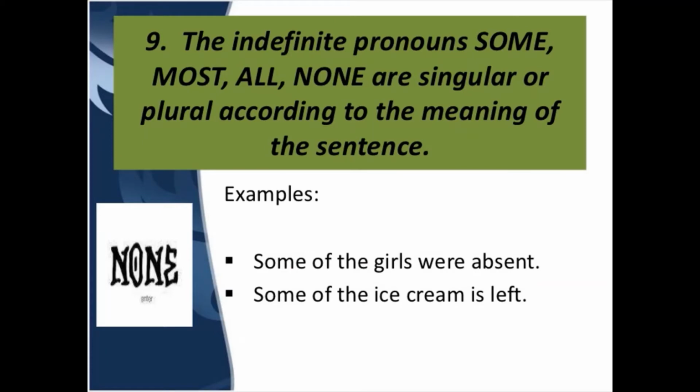Next rule, number 9, the indefinite pronouns some, most, all, none are singular or plural according to the meaning of the sentence. Examples: some of the girls were absent, some of the ice cream is left. In the first example, the verb used is were. Why were? Because it is preceded by the plural noun girls.